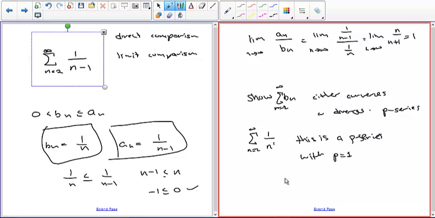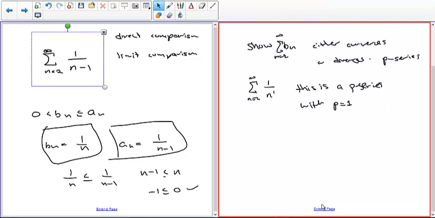So we've got all the good stuff here. We've proved this is true. We've shown the limit equals 1, which is finite. We've identified the b sub n series as a p-series with p equal to 1. Okay, so now we're going to put all this together. So let's see how we'd put this.